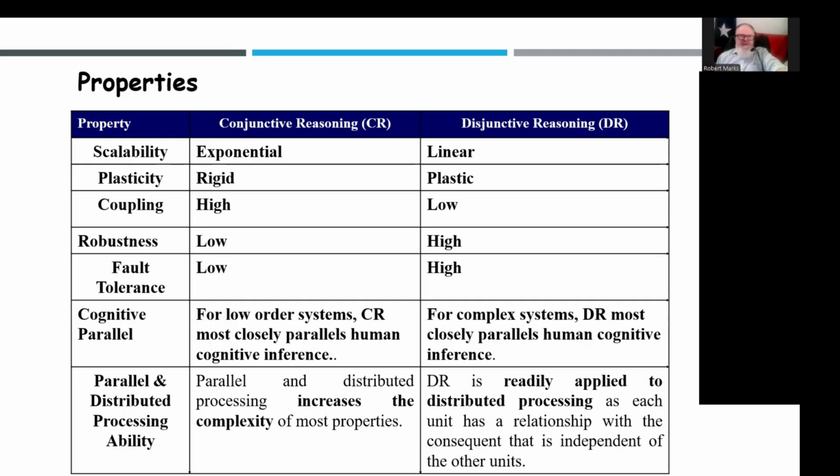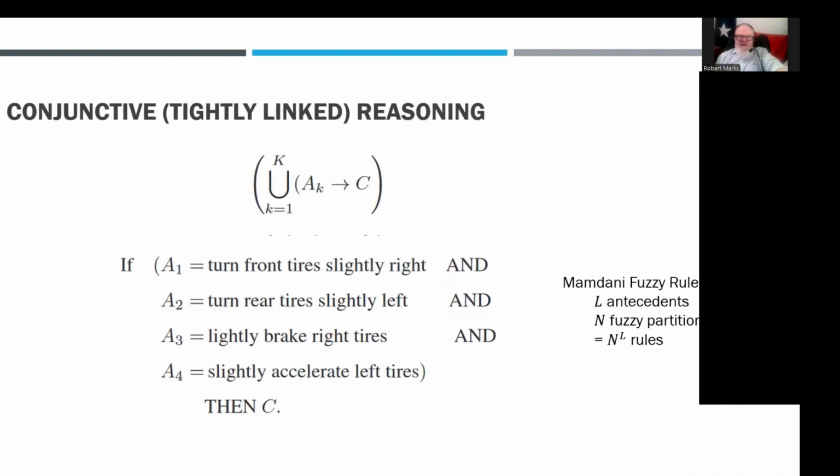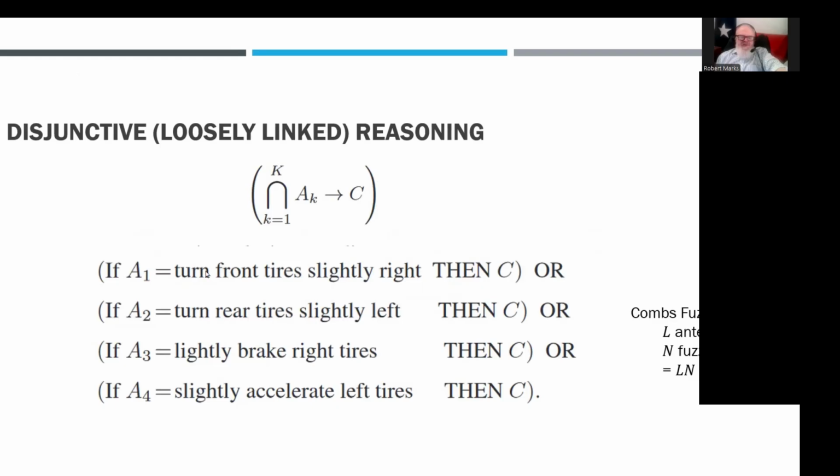We'd have to go back and put some mechanism in to fix it if we lost a sensor. However, for disjunctive reasoning or Combs control, we have a high degree of fault tolerance. We could actually go back to the original thing with the ors, and we could actually lose three of these. So we have degradation, but it's certainly graceful degradation. Whereas for the conjunctive or the Mamdani control, we have immediate failure if we lose one of the antecedents, one of the sensors.